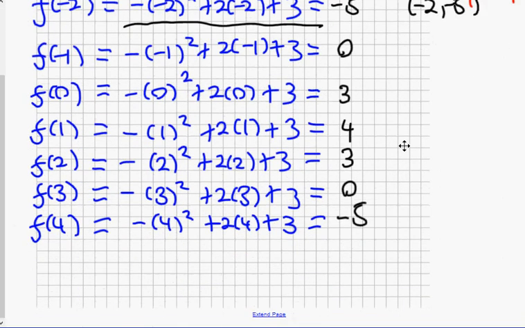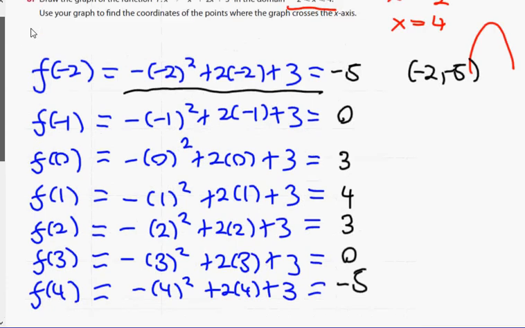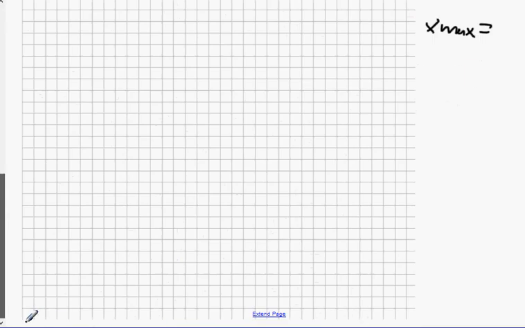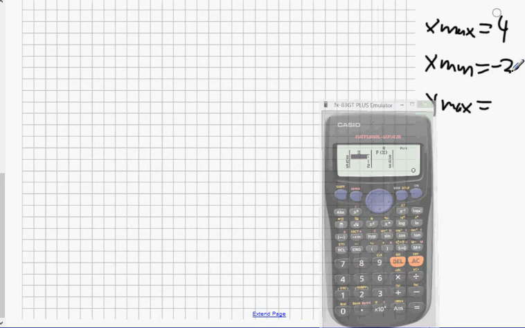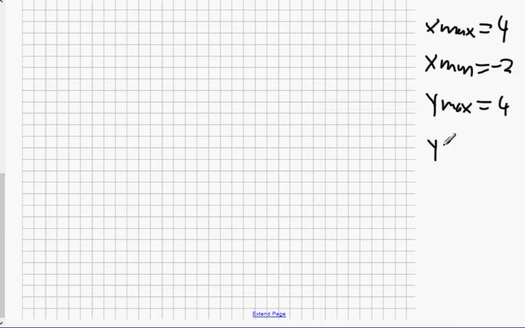Okay guys, now using the points on your calculator, what is your maximum value of x and your minimum value of x? X max? Tells you in the question. What's the biggest value of x? What's the smallest value of x? -2. What's the biggest value of y? Y max is? Is it 4? Yes it is, it's 4. And what's y min? Minus 5. You want to draw your graph?